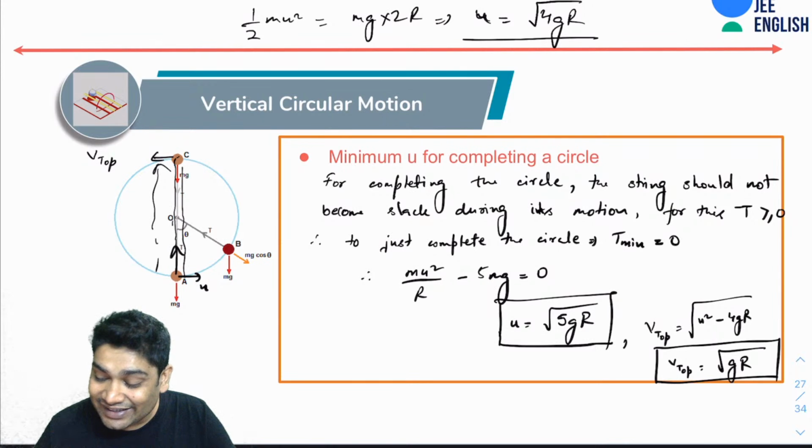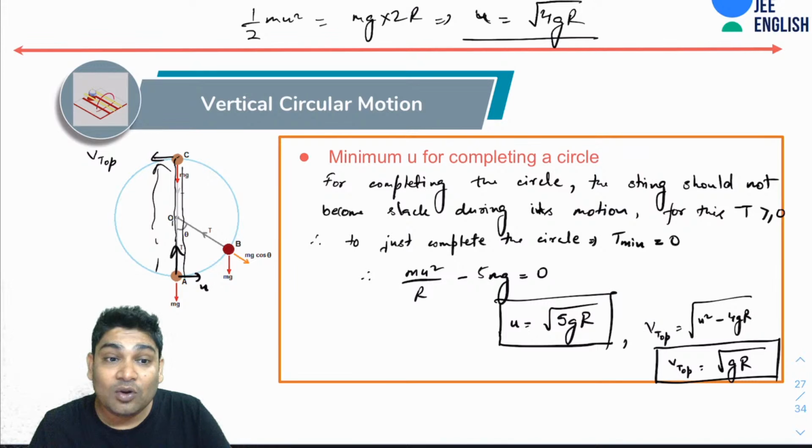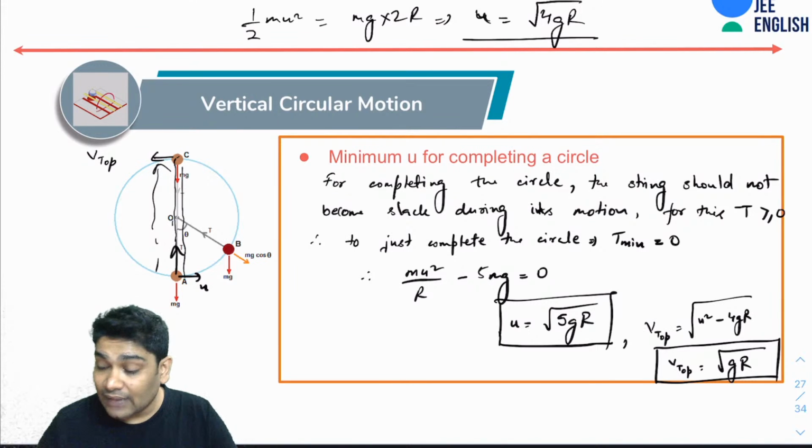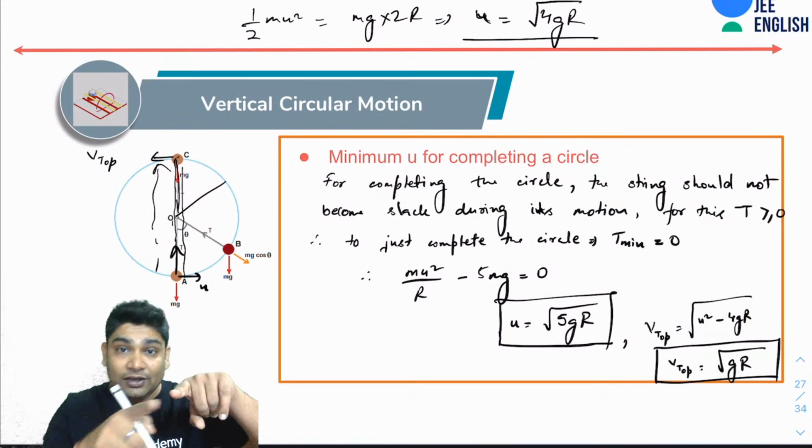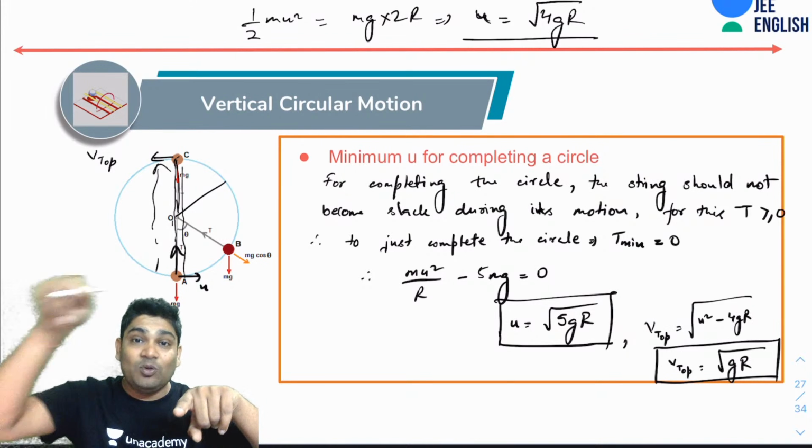If I threw it vertically upwards, then it would have reached this height and come back. That is not the condition that we are looking for, right? What we are trying to find is that it should move in a circle. If it has to move in a circle, then this is the answer. It should not only reach the top, it should reach the top while moving in a circle.